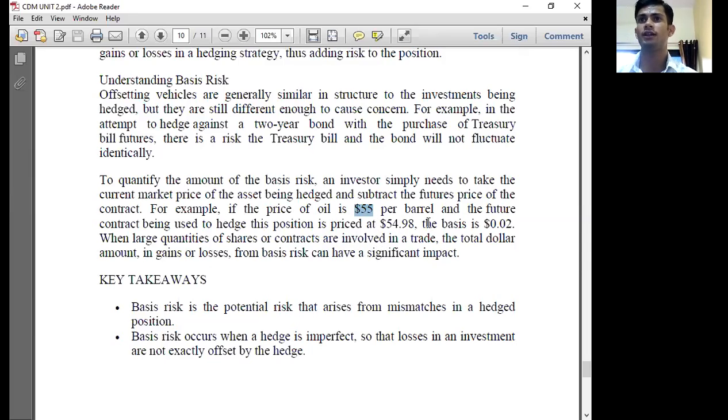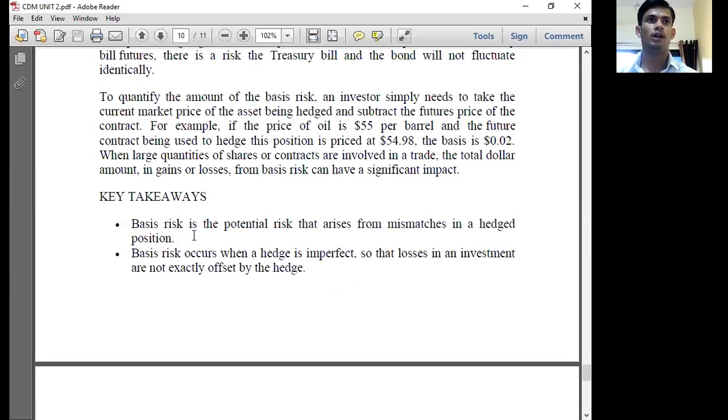But when the contract was made, the contract rate is 54.98 rupees, and $0.02 is the gain or loss from basis risk, which has an impact on both buyer and seller. The key point is that basis risk is the potential risk arising from a mismatch in the hedger's position, from the mismatch of the rate. If the rates are 50, then 55, 54, the change of the rate is the potential risk.